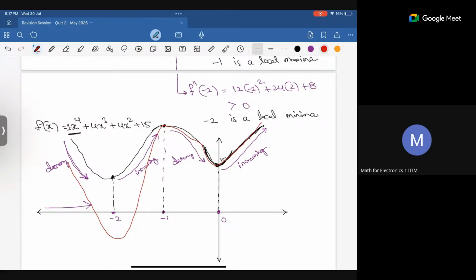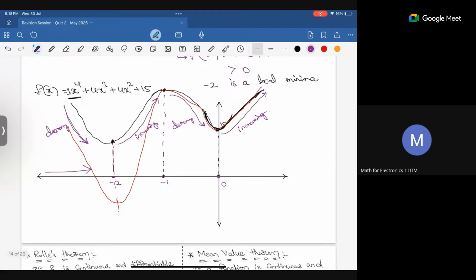We can see that till minus 2, the graph will decrease. And from minus 2 to minus 1, the graph will increase. And from minus 1 to 0, it will decrease. And from 0 to infinity, it will increase. This is what we can comment.